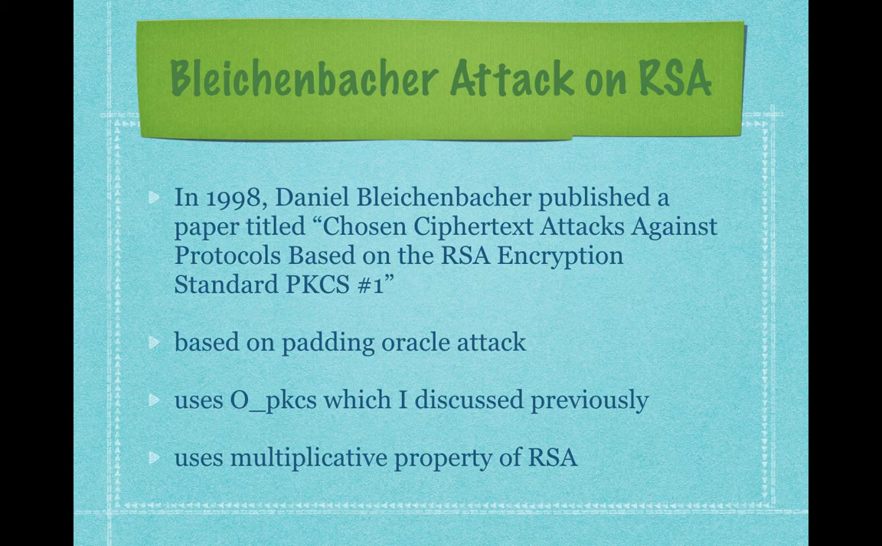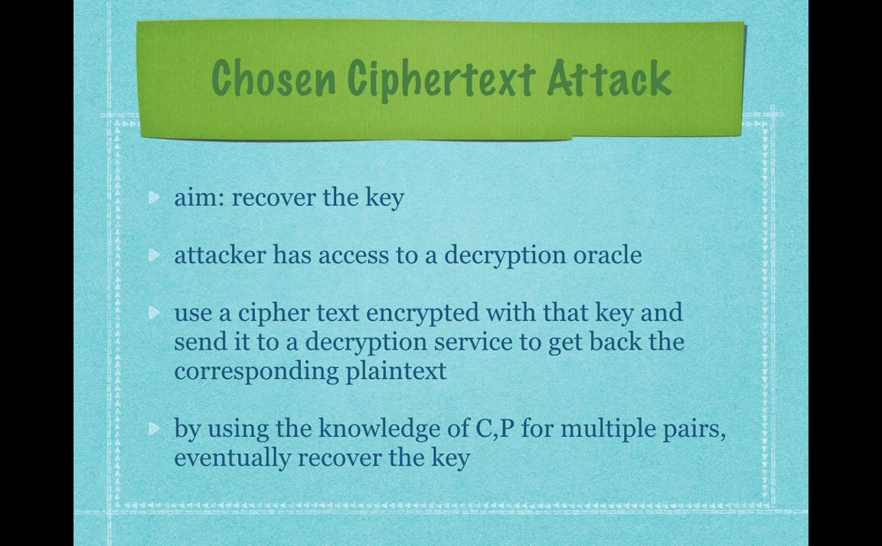Finally, let us look at the Bleichenbacher attack on RSA. In 1998, Daniel Bleichenbacher published a paper titled Chosen Ciphertext Attack against protocols based on the RSA encryption standard PKCS1. In this attack, basically he makes use of a PKCS padding oracle and the multiplicative property of RSA. We already discussed the padding oracle as well as the multiplicative property of RSA. Before we move further, let us first see what is a chosen ciphertext attack. In cryptography, it is called CCA.